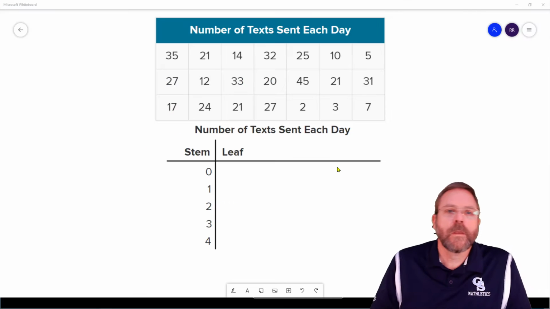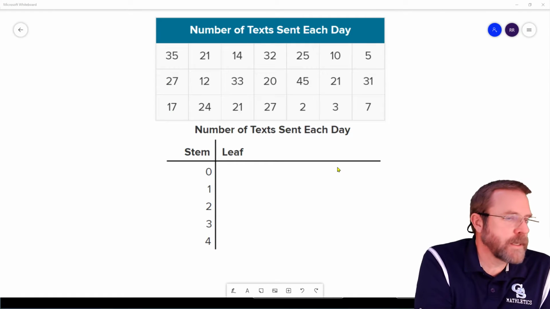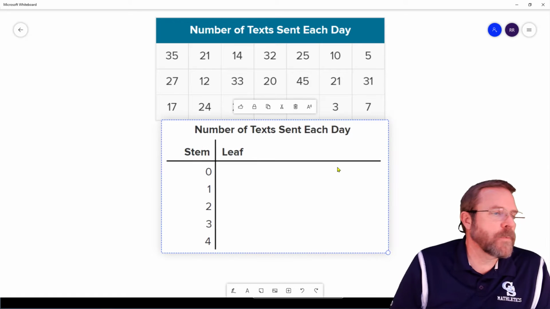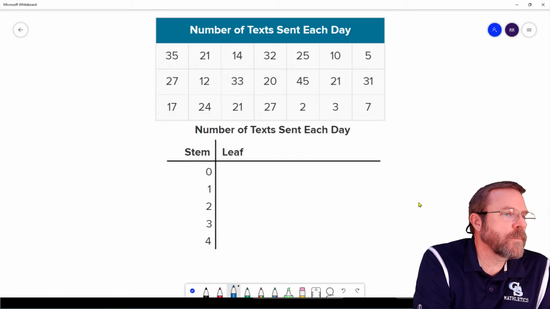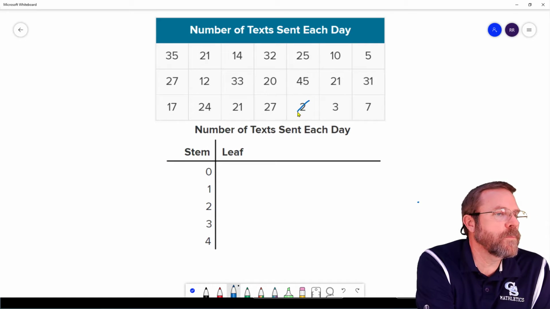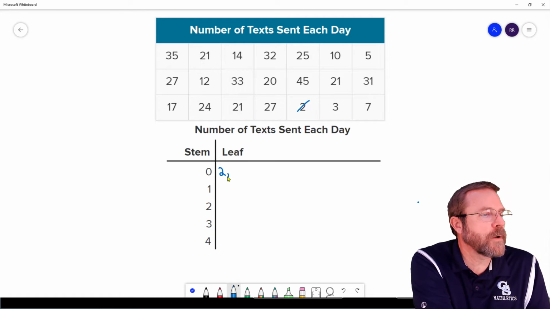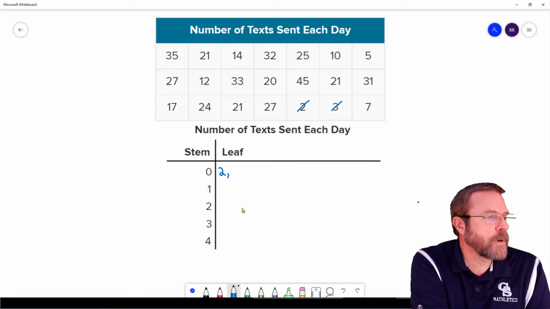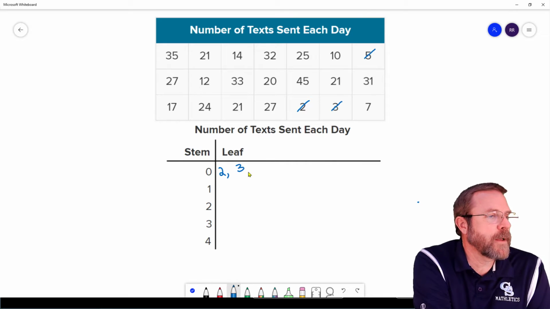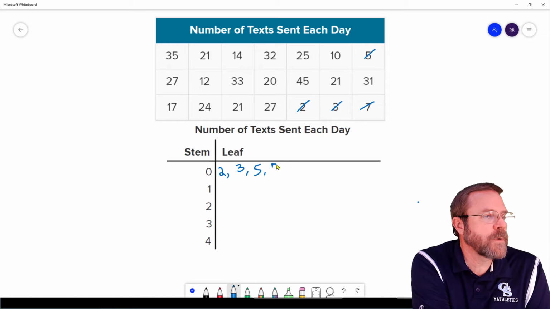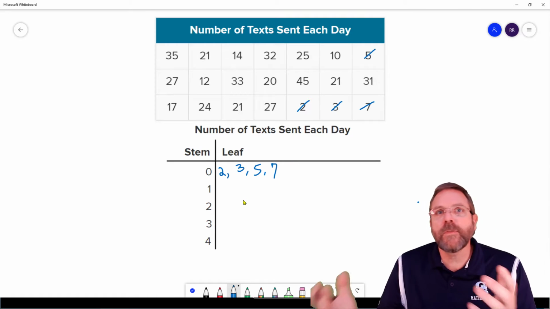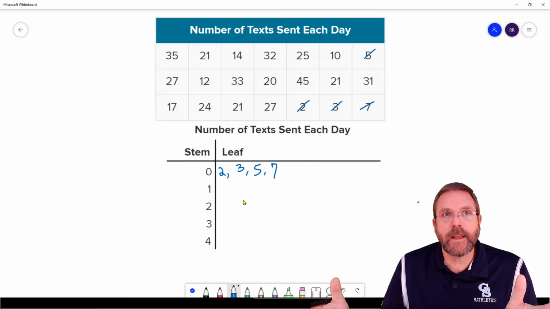Alright, so I'm working with my data set. I'm going to start with my least number. My least number here is going to be a 2. So I'm going to take the 2, put a line through it, and I have 0 | 2 right there. I'm going to put down a comma. My next smallest number is going to be a 3. Put a line through it and put my 3 here. My next smallest number is going to be a 5. Put my 5 here, and then I have a 7, which I'm going to put here. And that's everything from my 1 through 9 section.